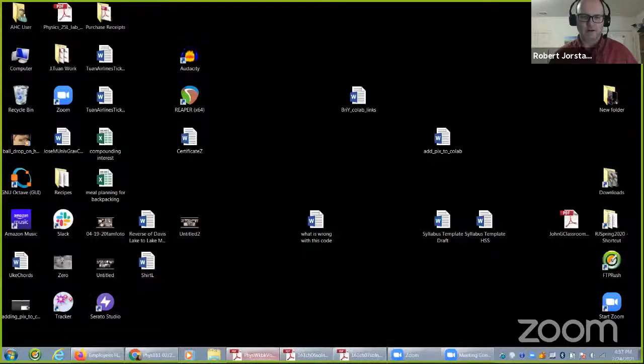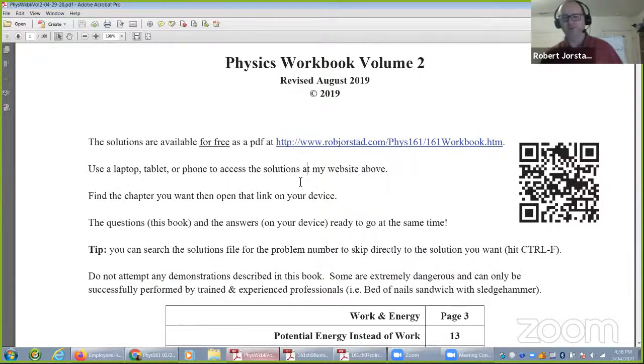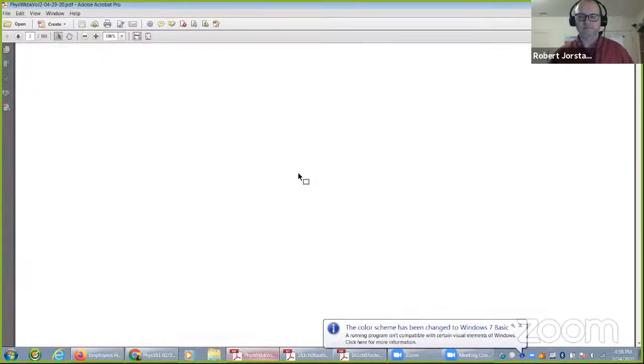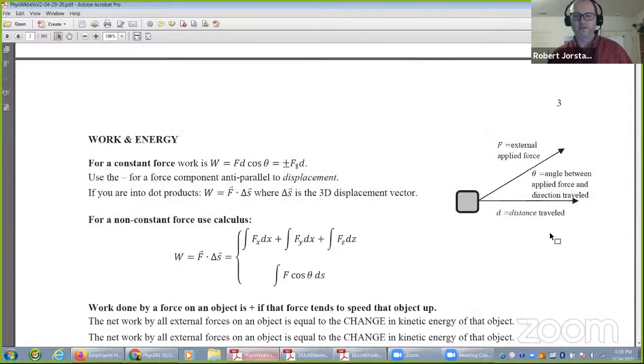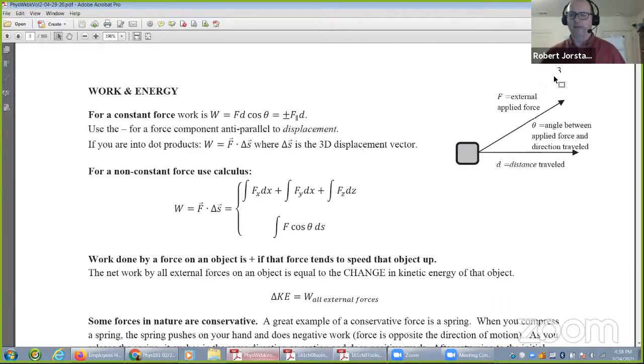So let's go ahead. Exciting, exciting. Volume 2 of the workbook. All right. So those of you that had me for 110, let's see, we're here. All right, so we're finally into volume 2. So page 3 of that. Sorry, I got some Zoom windows here. All right, so work and energy. Maybe I'll just start with a brief summary on the board, but you could have page 3 open if you want as well.